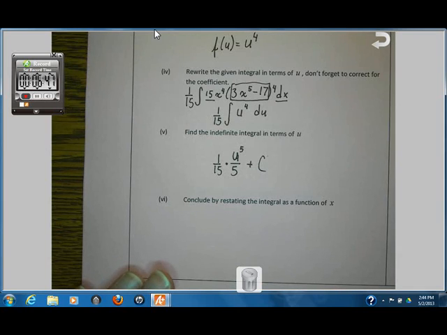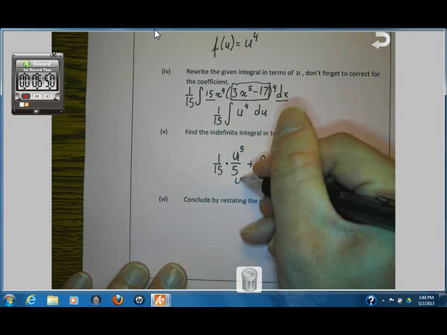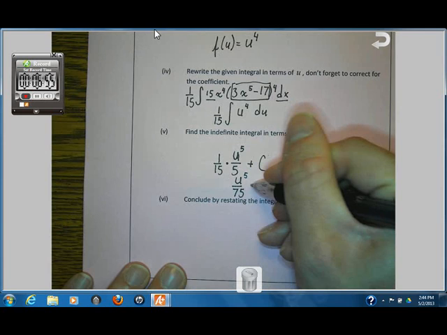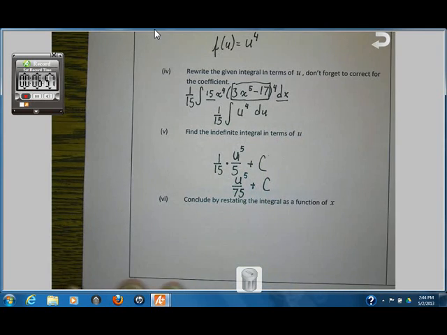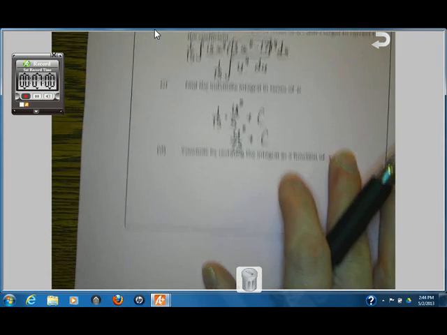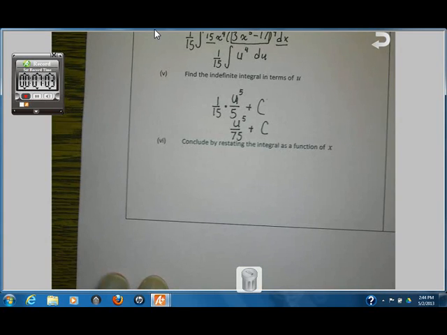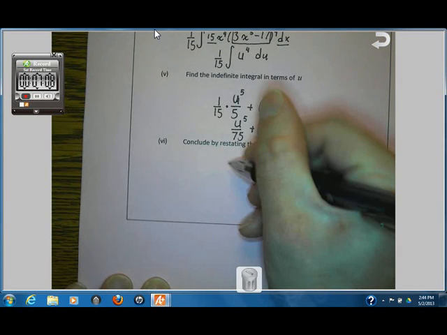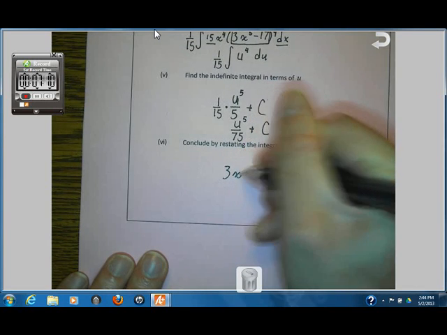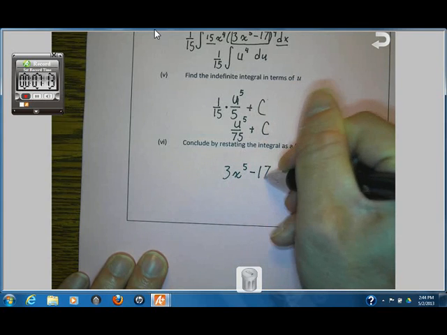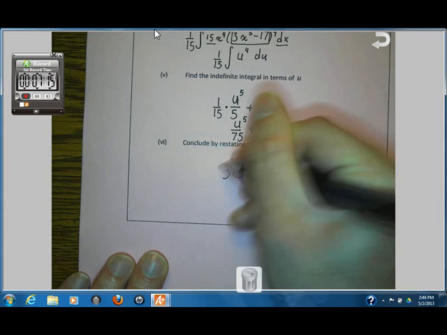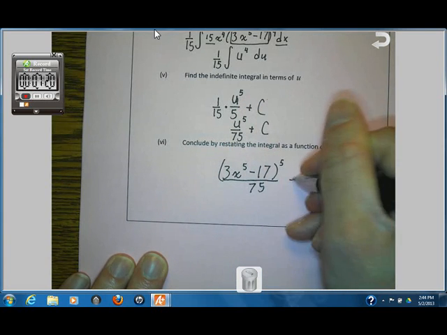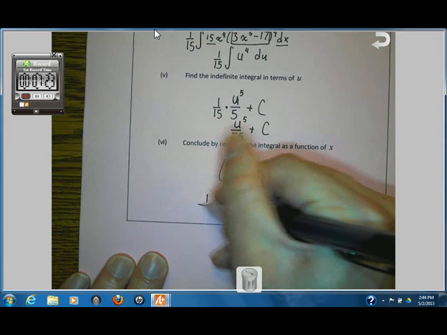Last step, we rewrite u as its original form, which was 3x to the 5th minus 17, which we had found in the beginning. So you have 3x to the 5th minus 17, that's being set to the 5th power, and you either divide it by 75 plus c, or, just like we had in the first one, you do it as 1 over 75 times 3x to the 5th minus 17 to the 5th, plus your arbitrary constant c. Either one of these would have been acceptable. So far, so good.